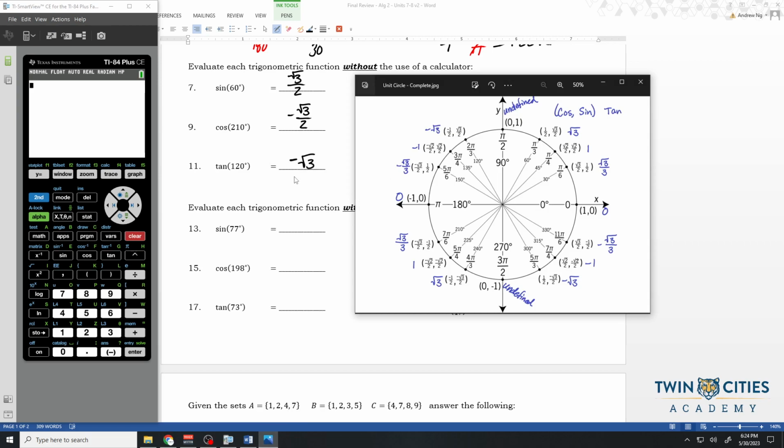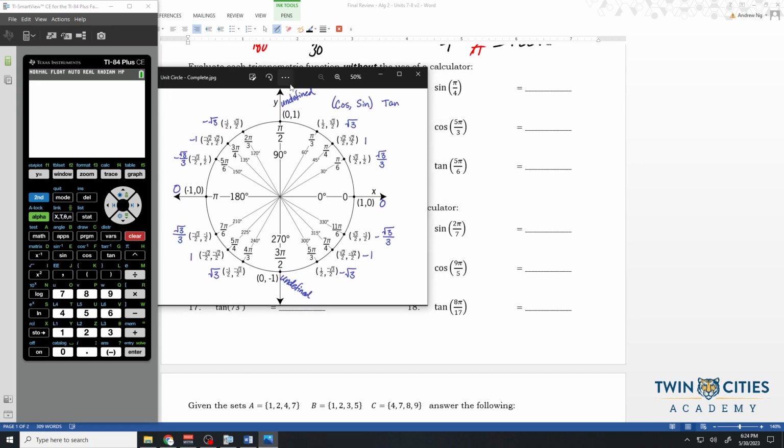All right, that takes care of the degrees. Let's move this over. And let's do the radians. Sine of pi over 4. So now I'm looking at the radian measures. Pi over 4, same as 45 degrees. The sine is square root of 2 over 2.